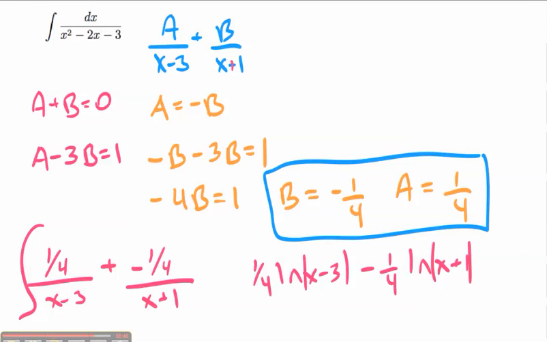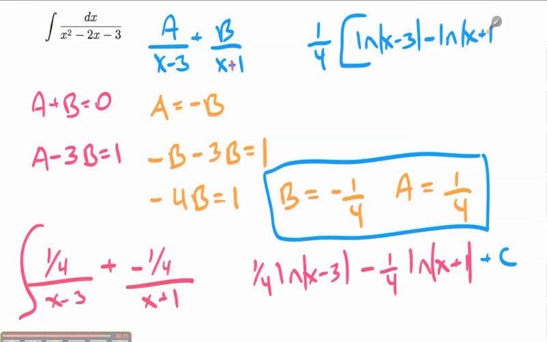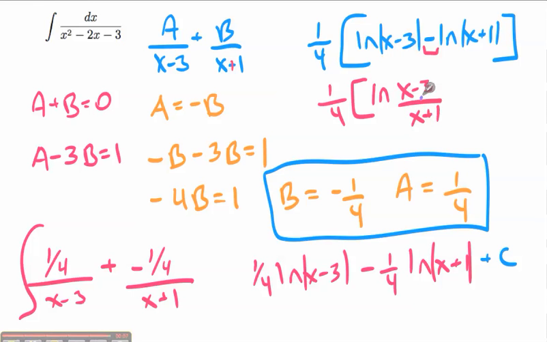Plus C. Now this answer here doesn't match any of the answer choices. So what we're going to do is pull out a 1/4, and we're going to be left with ln of x minus 3 minus ln of x plus 1. Our final step to get the answer is going to be 1/4 times... we're going to use the rules of logarithms. Subtraction is going to mean divide. So it's going to give us our answer of 1/4 ln of the absolute value of (x minus 3) over (x plus 1), plus C since this is an indefinite integral.